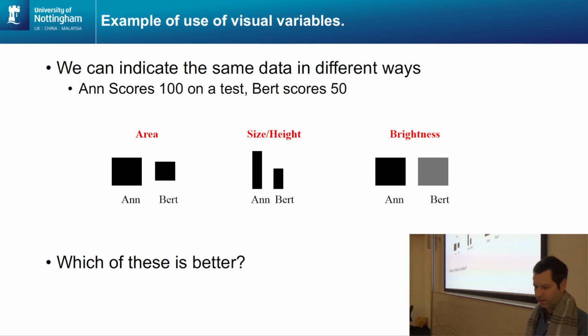So here's a little comparison. Imagine we have two test scores. Ann scores 100 and Bert scores 50, and we want to compare those. We want to map that data to something visual. We could map it to area. This area is twice the area of this one. This size or height is twice this one. And this one is twice the darkness of this one.